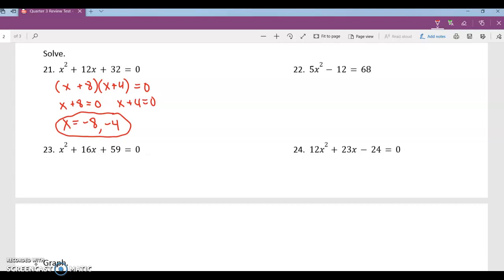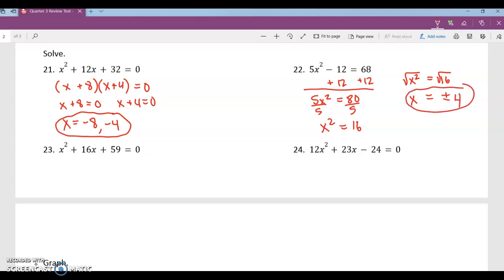Number 22, I see an x squared, but I don't see any other x's, so I'm thinking I'm going to use the square root method. So I'm trying to isolate the x squared. I'll add 12 to both sides. Divide both sides by 5. I get x squared equals 16. That's lucky. It's a perfect square. It doesn't have to be. I'll take the square root of both sides. So x equals, remember, plus or minus 4.